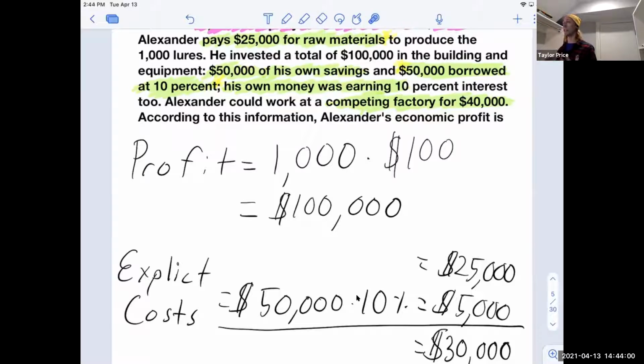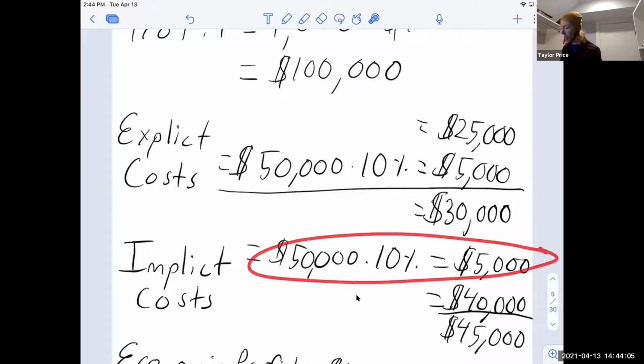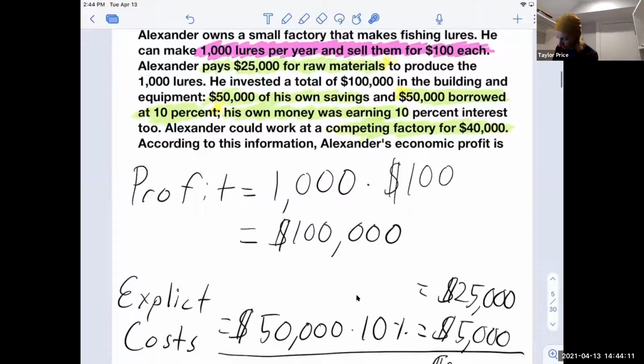Now his implicit costs are going to be the money he was earning interest on in his savings account, which we can see up here. I'm going to star that one with red. So the $50,000 of his own savings that he was earning 10% interest on is an implicit cost. He's not paying that $5,000, but he's losing that $5,000 that he could have otherwise earned. So that's the first implicit cost.